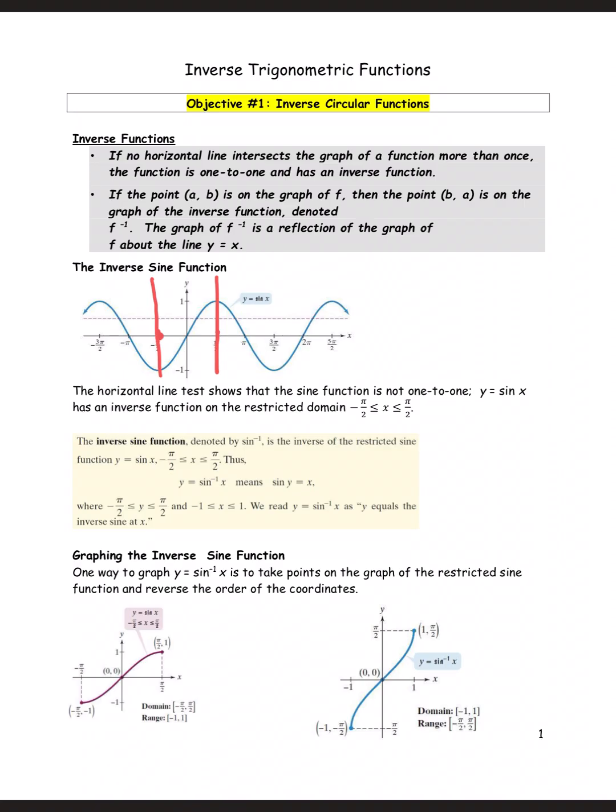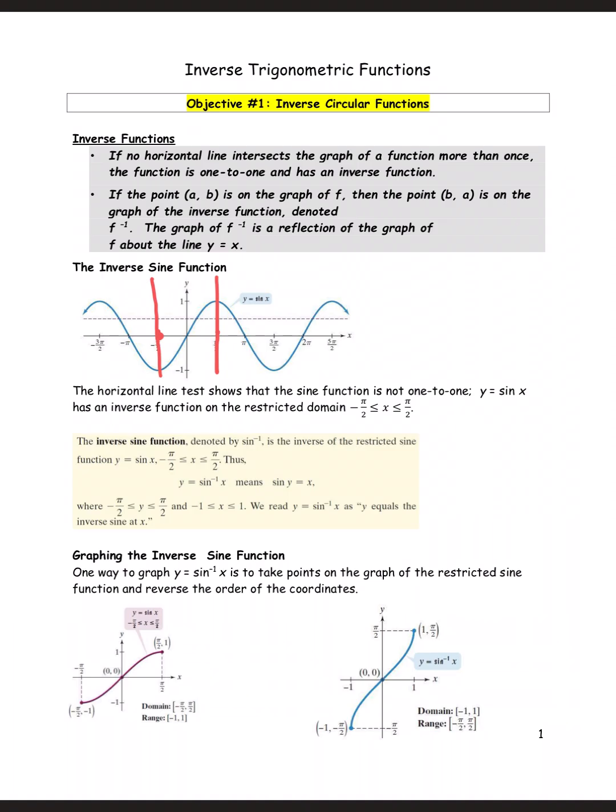So the inverse function denoted by sine inverse is the inverse of the restricted sine function y equals sine of x between negative pi over 2 and pi over 2, inclusive. Thus, y equals sine inverse of x means sine of y equals x, where y is between negative pi over 2 and pi over 2, and x is between -1 and 1. We read y equals the inverse sine of x.